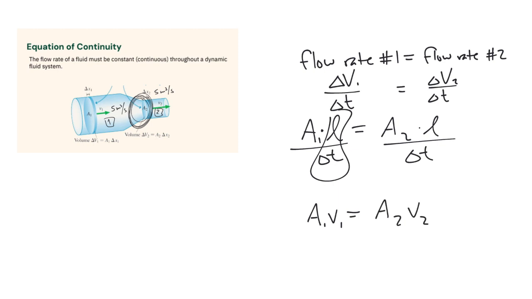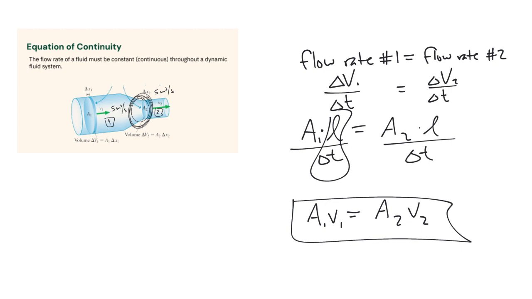And this equation right here is called the equation of continuity, and it relates the cross-sectional area of a pipe to the velocity going through that pipe in 2 separate sections. Though this could really be generalized to 3 or 4 or 5 or 6 sections. You would just have equals A3V3 equals A4V4.